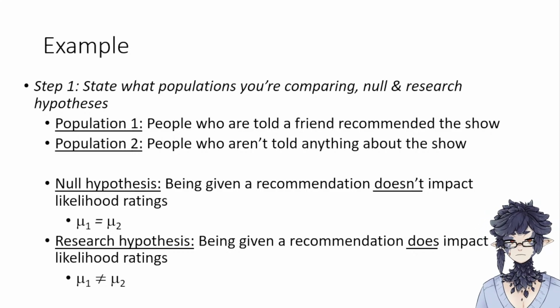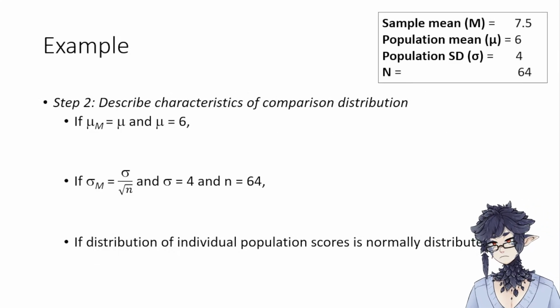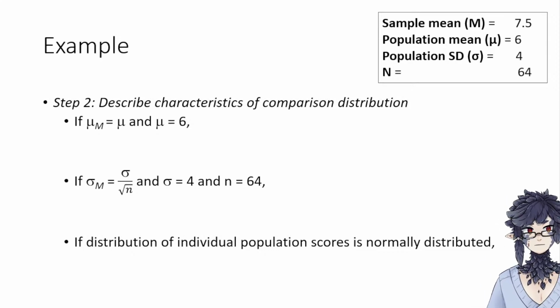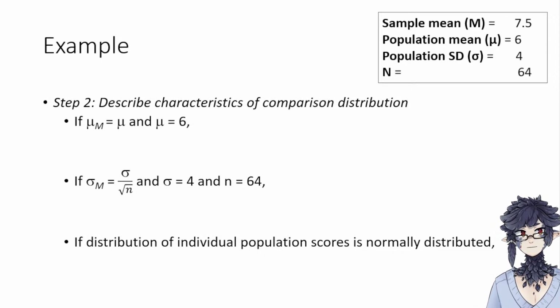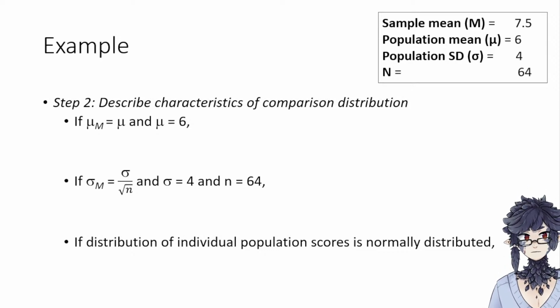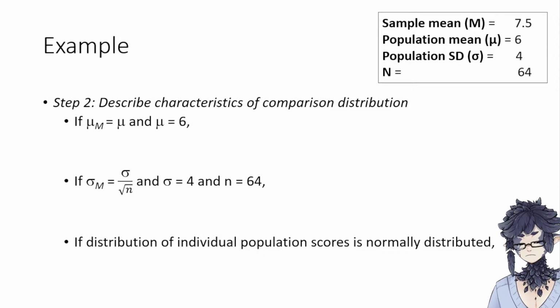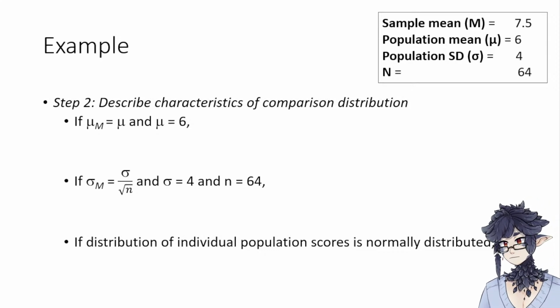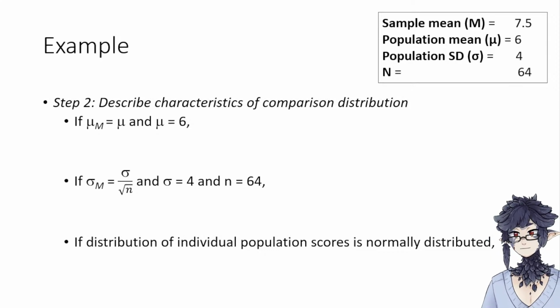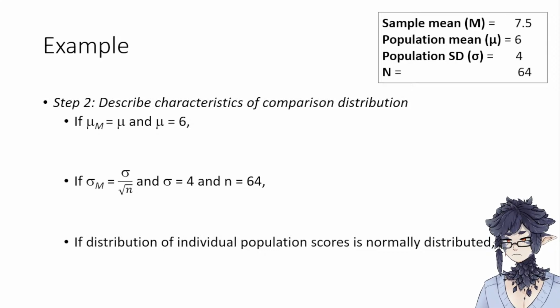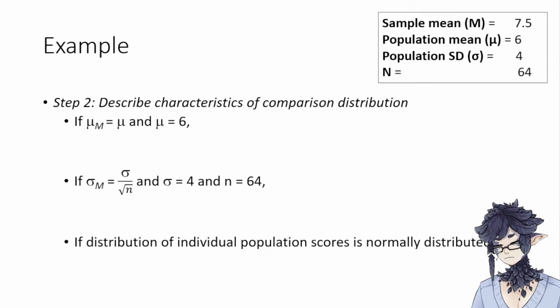We've established our hypotheses. Step 2, we describe our comparison distribution. In this case, I've told you the average likelihood that people report of watching the show in the population is 6. So the population mean for likelihood of watching The Violinist of Hamlet or whatever is 6. And then we can calculate the standard error. We know the standard deviation is 4 for likelihood ratings, and the sample size is 64.